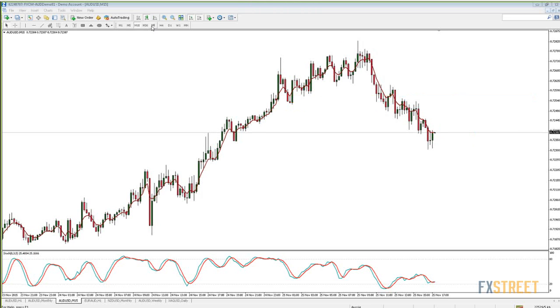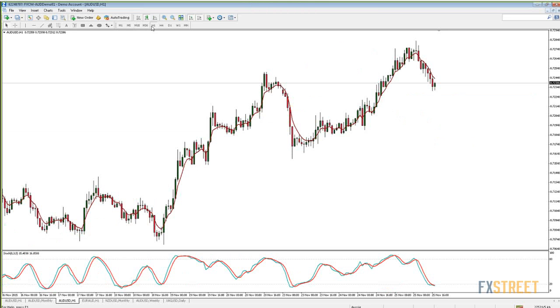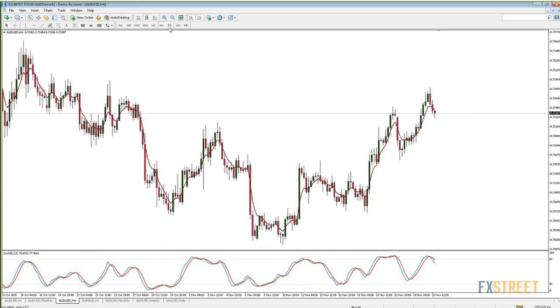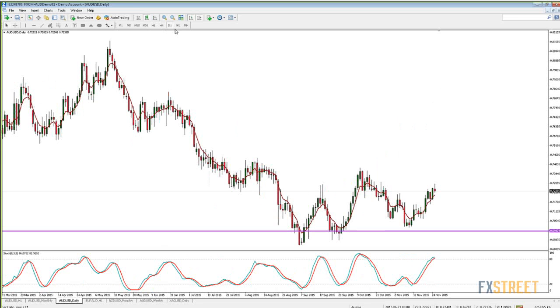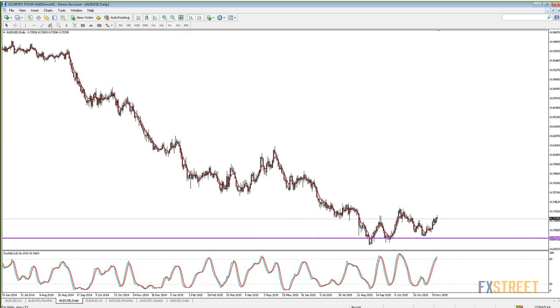Okay, then I'll just flick through an hourly and get a feel for it, and a 4 hour, get a feel for it, and we'll go then to a daily chart. Now, this is, I like to study this. What is our Aussie bias?